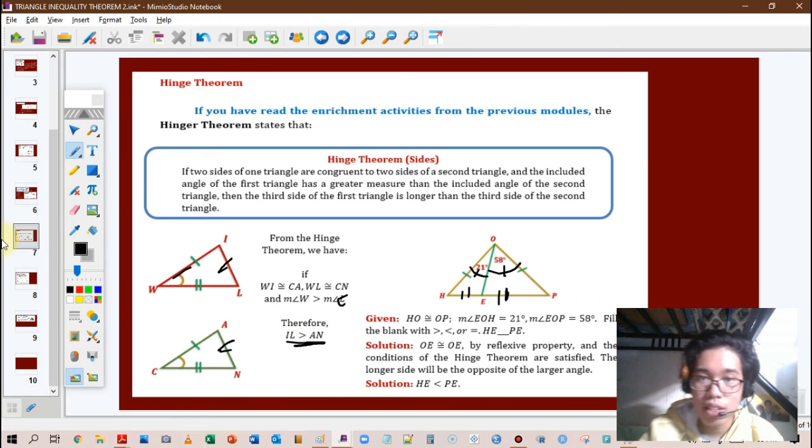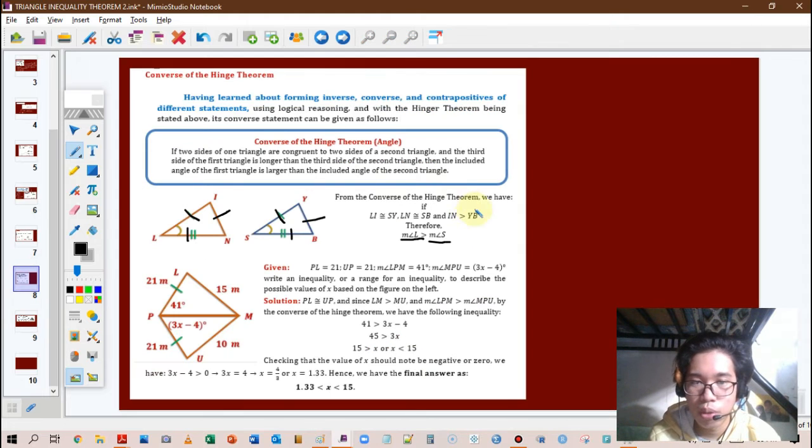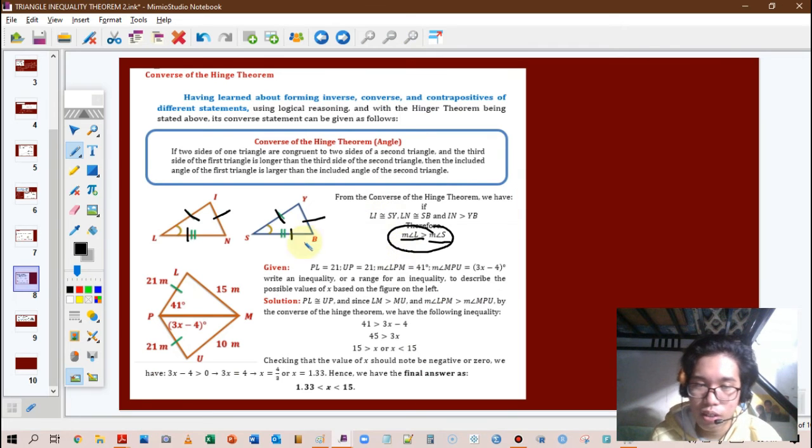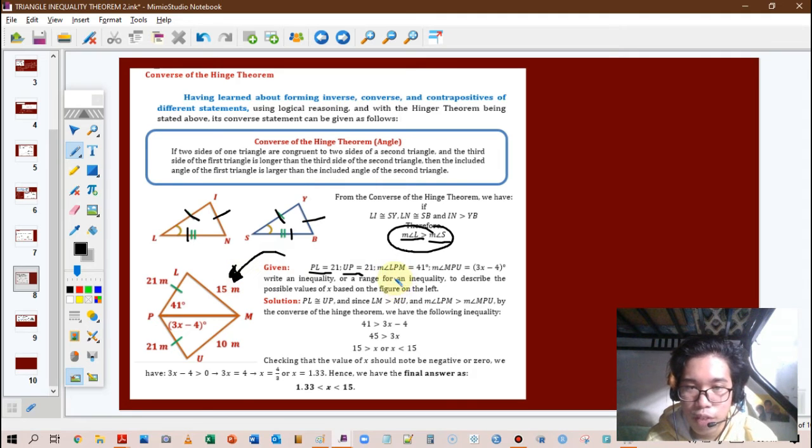So this is the Hinge theorem, and its converse is for the angles. Of course, for the original one, it's for the side measurements. So the Hinge theorem is about side measurements, and the converse is about angles. Let's say, for example, we have this problem. PL is equal to 21, UP is equal to 21 on this figure on the left, the measurement of angle LPM is equal to 41 degrees, and the measurement of angle MPU is equal to 3x minus 4. We need to write an inequality for the range of the possible values of x.